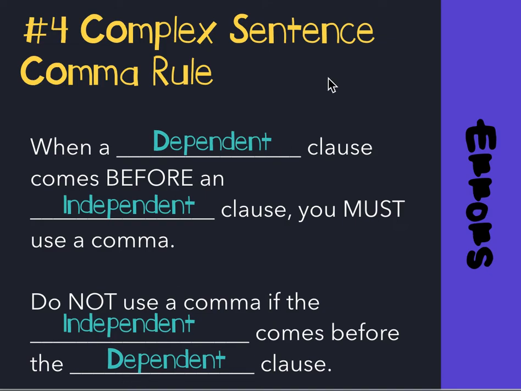A quick way for you to know if the dependent clause comes first is if you have the subordinating conjunction at the beginning of the sentence, like because, since, when, after, although, if. If those words come at the beginning of the sentence, you know you're going to need a comma. If those words come in the middle of a sentence, you probably will not be using a comma before them.